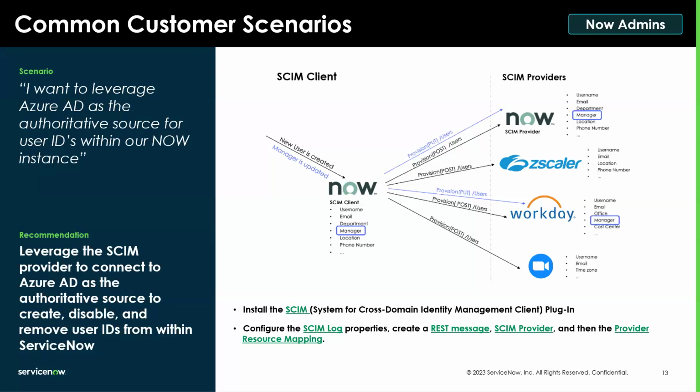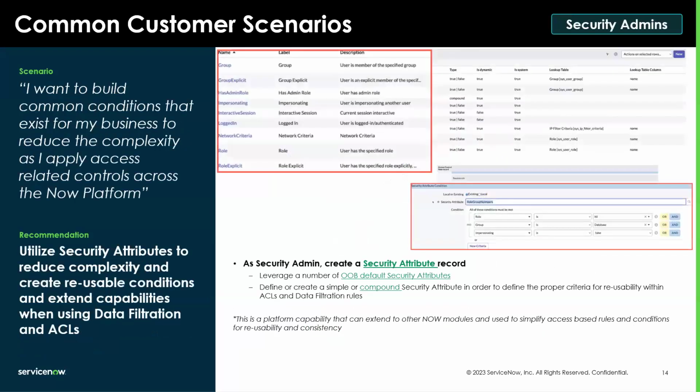Awesome. Thanks, Will. And so the next customer scenario, the first time we're looking at security admins up here in the top right, and the first time we're not talking about authentication and opening that front door and allowing users in. Here, we're talking about authorization and security attributes. So I want to build common conditions that exist for my business to reduce the complexity as I apply access related controls across the Now platform. How can we help with that?